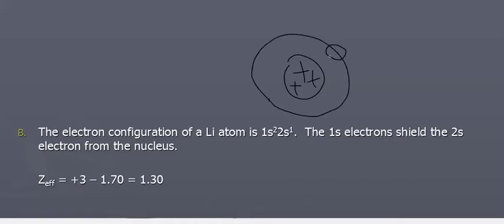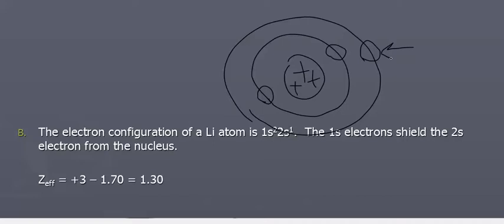2 of its electrons are on the 1s, and then you've got 1 electron that's on a 2s. Well, this electron out here on the 2s is repelled by the electrons on the 1s. And so effective nuclear charge for lithium is going to be +3 minus the shielding constant, which is 1.7. So the outermost electron in lithium experiences a positive pull of 1.3. So that outermost electron is held on by a positive 1.3 charge.